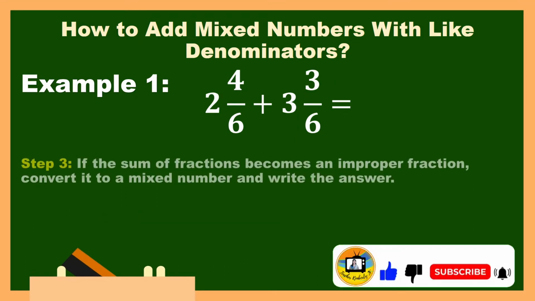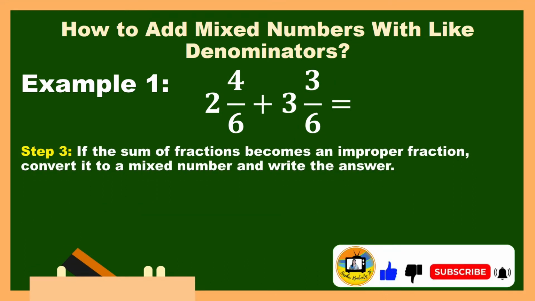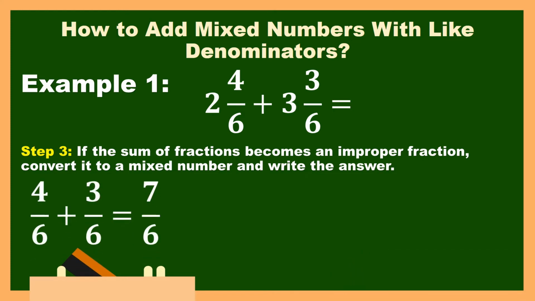Step 3. If the sum of fractions becomes an improper fraction, convert it to a mixed number and write the answer. As we all know, 7 over 6 is an improper fraction since ang kanyang numerator ay mas mataas o mas malaki kaysa sa denominator. And to change it into a mixed number, we will use the numerator 7 as our dividend and the divisor will be the denominator which is 6. Then proceed tayo sa division.